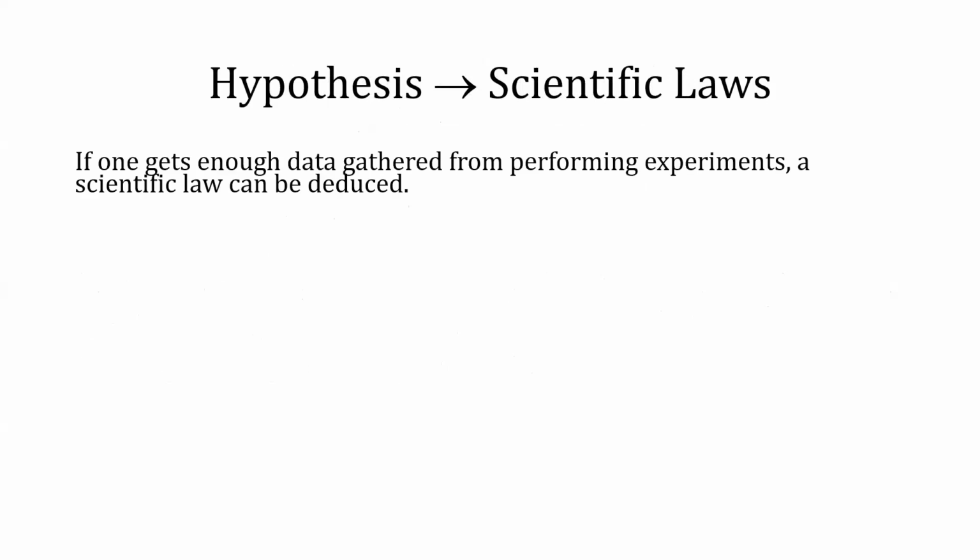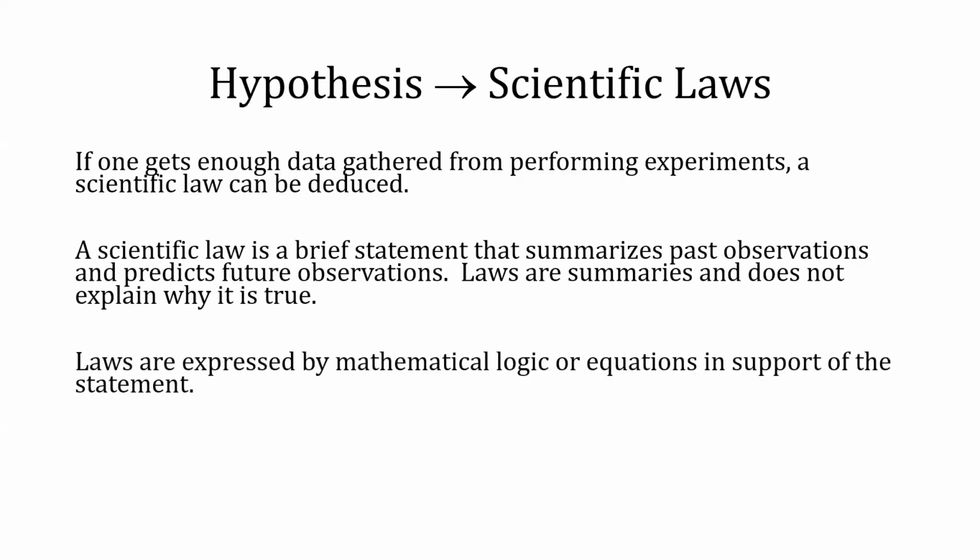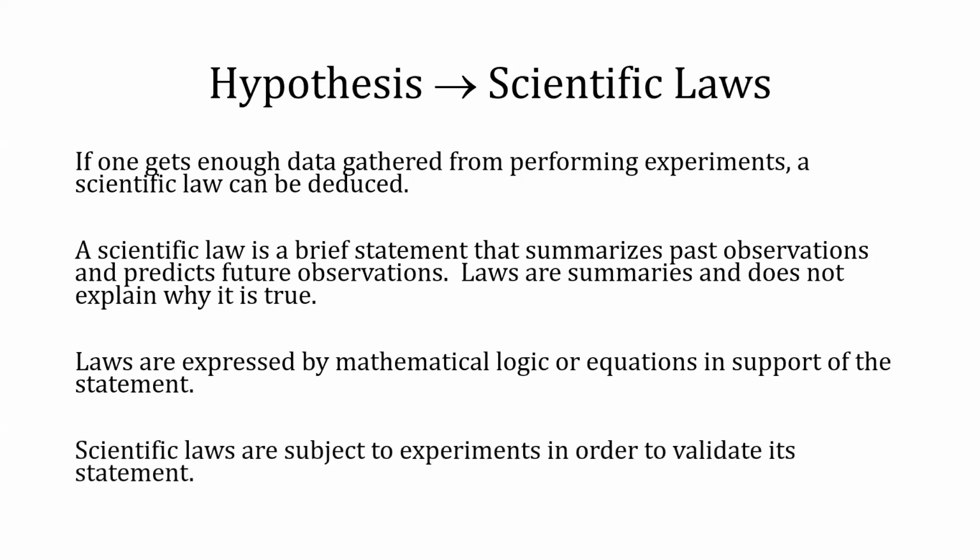If one gets enough data gathered from performing experiments, a scientific law can be deduced. A scientific law is a brief statement that summarizes past observations and predicts future ones. Laws are summaries and do not explain why it is true. Laws are expressed by mathematical logic or equations in support of the statement. Scientific laws are subject to experiments in order to validate the statement.